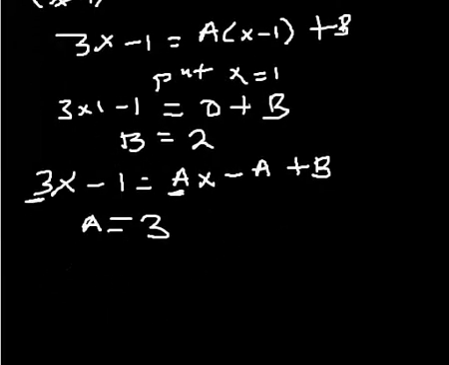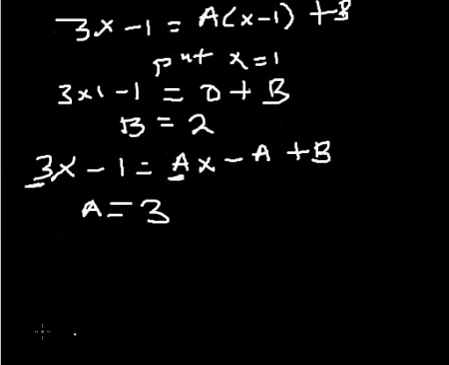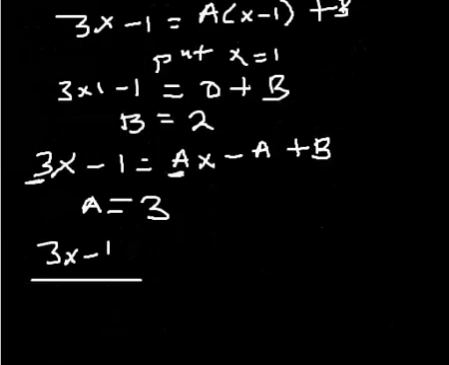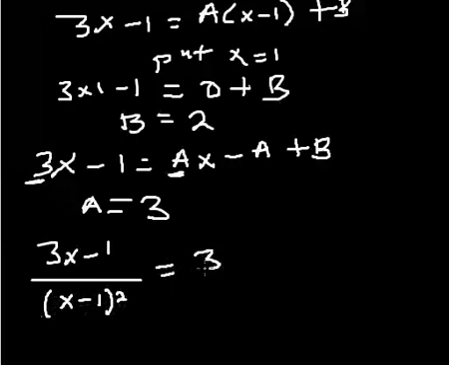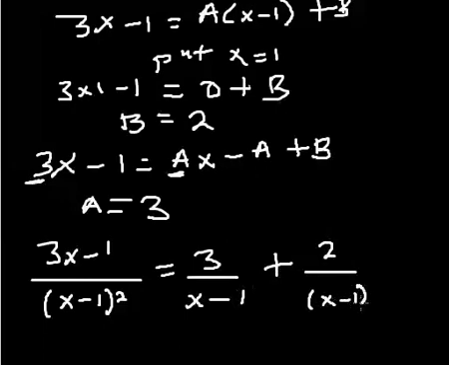So the partial fraction of 3x minus 1 all over x minus 1 all squared will give me A, which of course is 3 all over x minus 1, then plus B. What's B? B is 2 all over x minus 1 all squared.